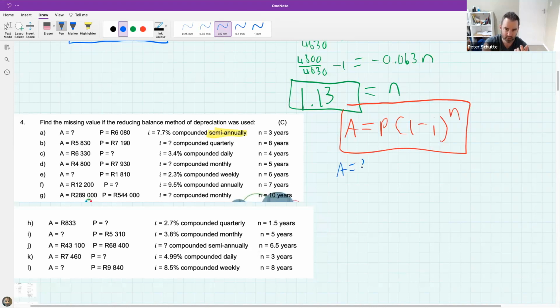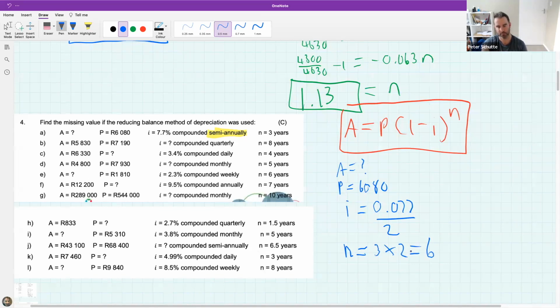Well, I don't know what A is. That's fine. I'm going to work it out. I know what P is. It's 6,080. Now, I doesn't actually just stay 0.077. What do you think I need to do to I to make it depreciate on the time periods that it is asking for? Tell me in the chat. It is a yearly interest rate, and to become a half-yearly interest rate, I need to divide it by 2. Now for N, I don't want my time periods to be in years if my interest rates are in half years. So I convert this to 6.